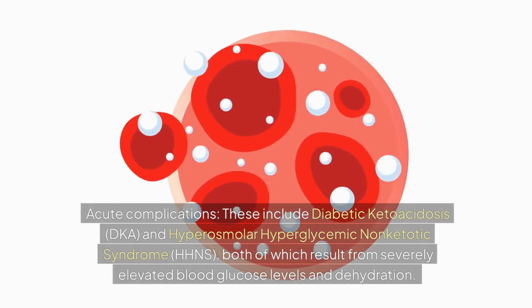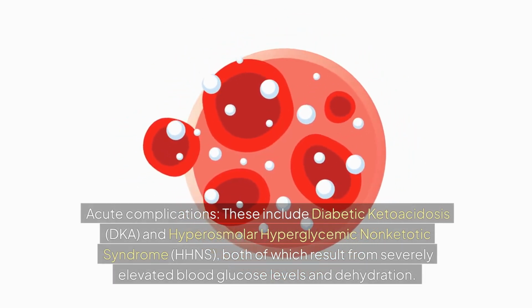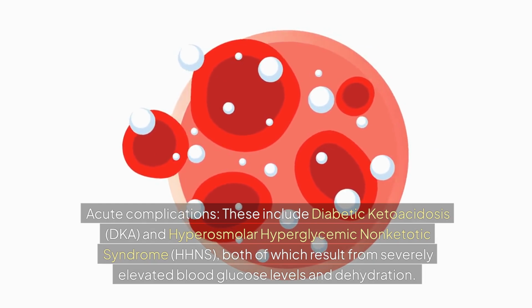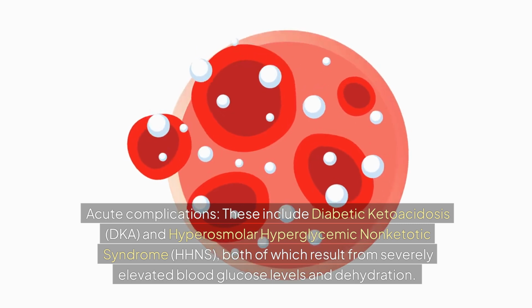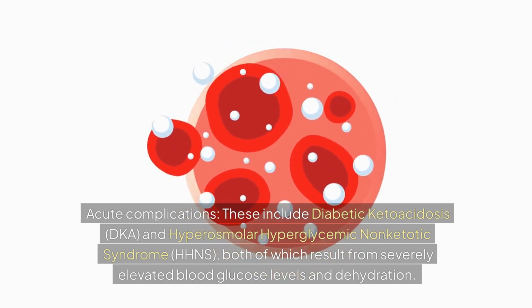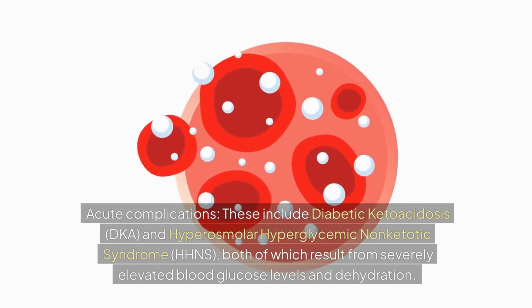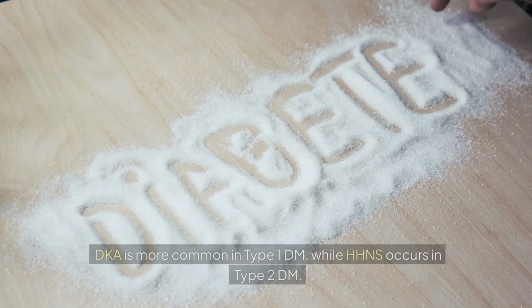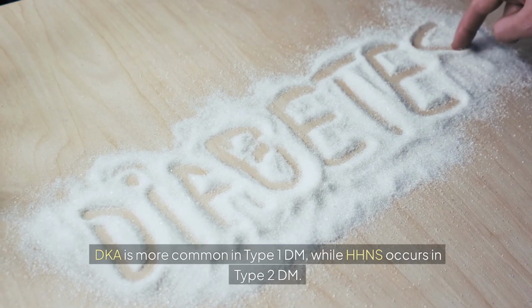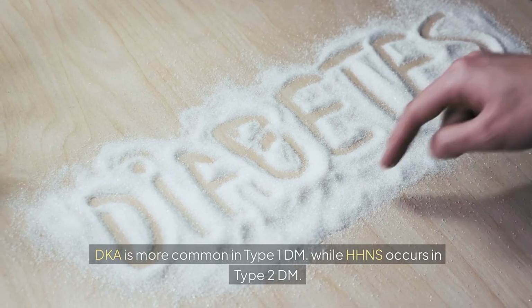Acute complications. These include diabetic ketoacidosis, DKA, and hyperosmolar hyperglycemic nonketotic syndrome, HHNS, both of which result from severely elevated blood glucose levels and dehydration. DKA is more common in type 1 DM, while HHNS occurs in type 2 DM.